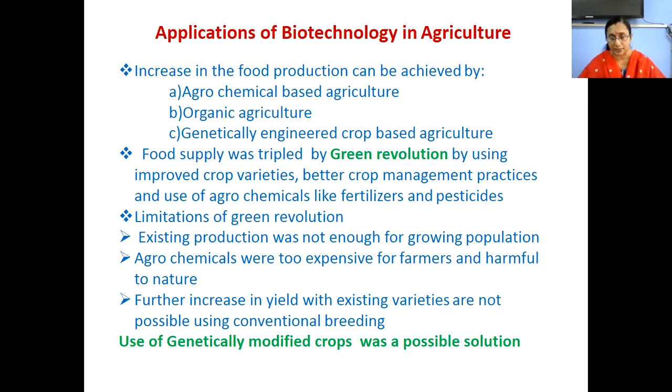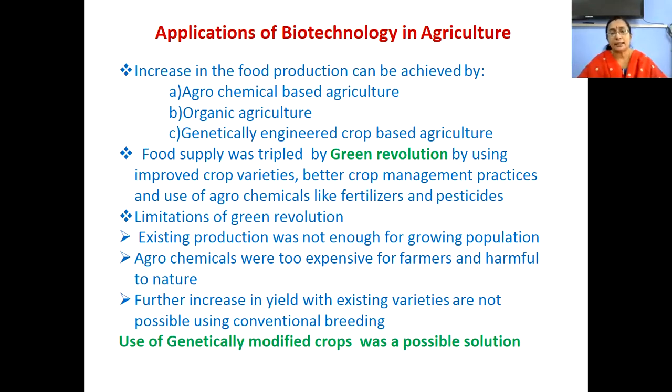engineered crop based agriculture. Now, if we use agrochemical based agriculture, just like a few years before, by the green revolution we could triple the supply of food using improved crop varieties and better management practices like the use of different types of agrochemicals and pesticides. But there are some limitations to that.